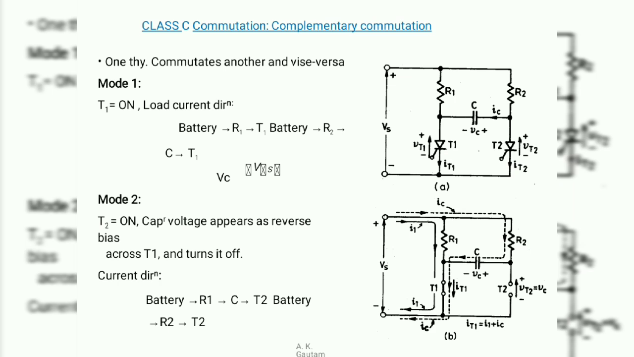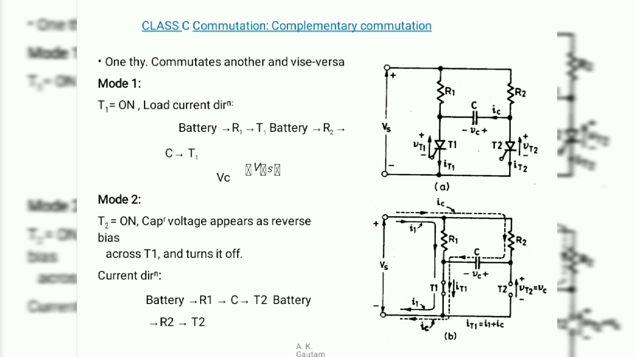Here the current direction will be battery, R1, C, T2. Next you will get R2 and T2. So that is complementary commutation. Complementary commutation means once one thyristor turns on, the other thyristor turns off.